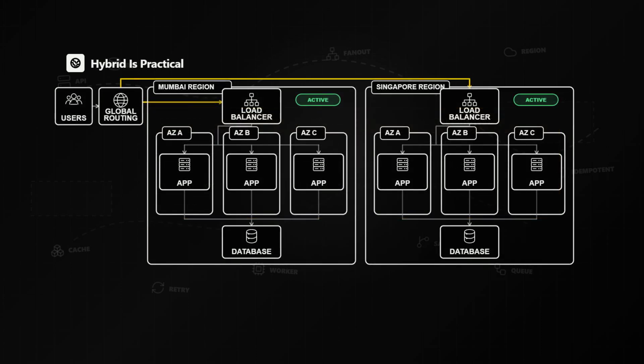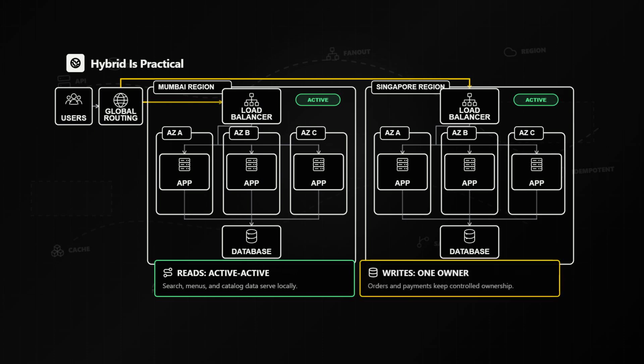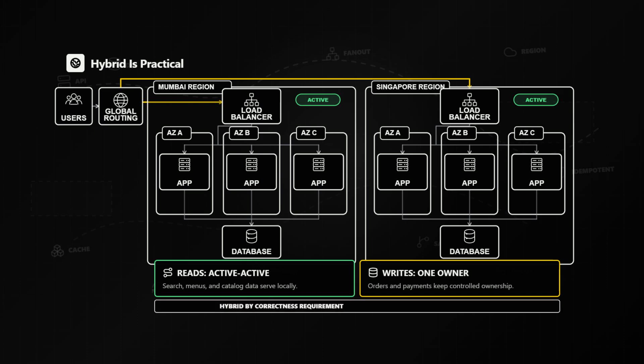FoodDash does not need one model for every subsystem. Restaurant search, menus, and read-heavy catalog data can be active-active. Critical order writes and payment state can begin with one active owner and a passive recovery region. This hybrid is practical because workloads have different correctness requirements. The goal is not the most impressive diagram. It is the simplest operating model that meets latency, recovery, and data guarantees.